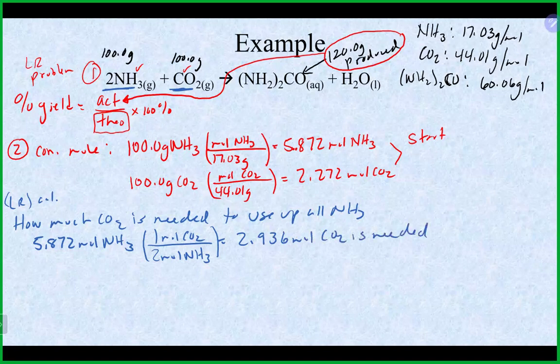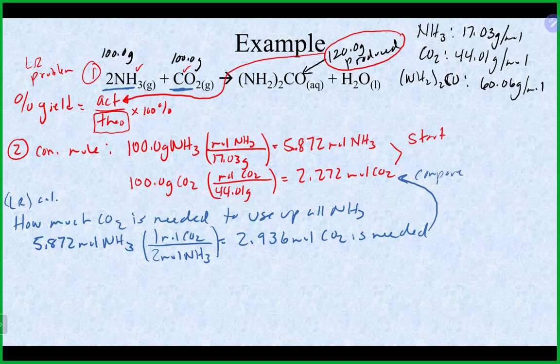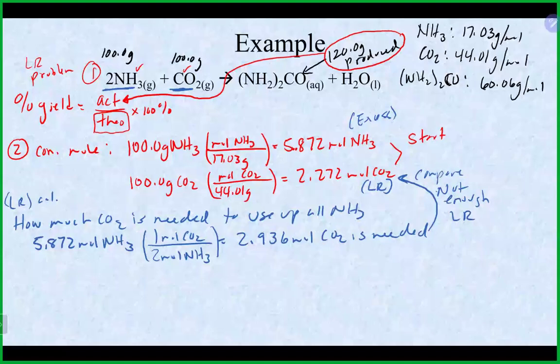Remember, once we figure out how much is needed, we're going to compare to our starting amount of it. And in this particular case, do we have enough CO2? We do not, right? We need, in this case, 2.9. We are starting with 2.2, so we do not have enough. And because it is not enough, that tells us that in this particular case, the CO2 is our limiting reagent, and our excess reagent is our NH3. Any questions on that there?